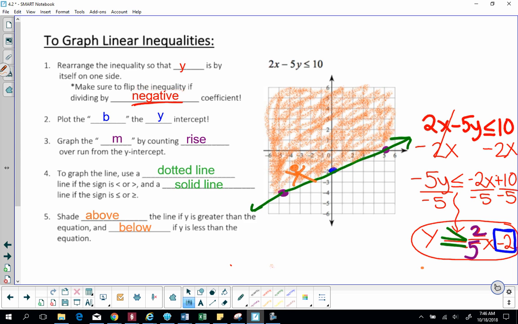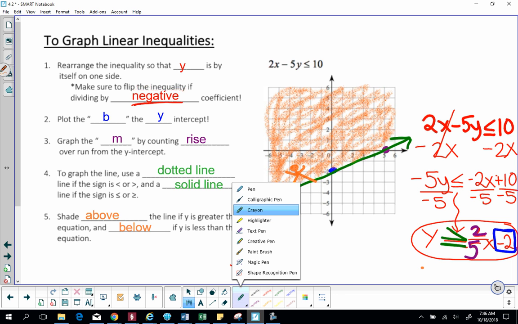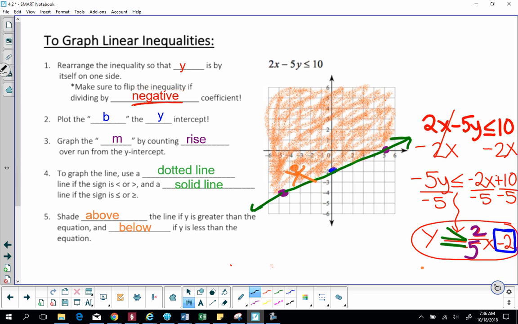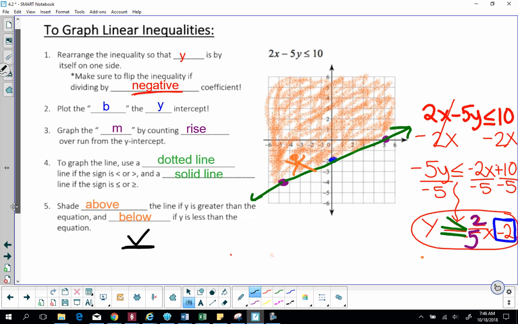The last thing you want to do, and you don't have to do this every time, but I would suggest it as a test-taking skill on a test to make sure you're correct, is checking your work. And so what I would do is I always use 0, 0.